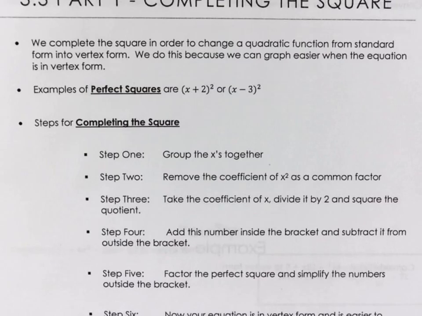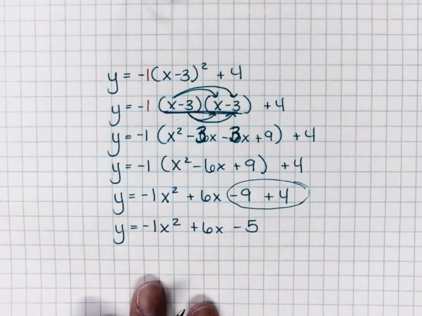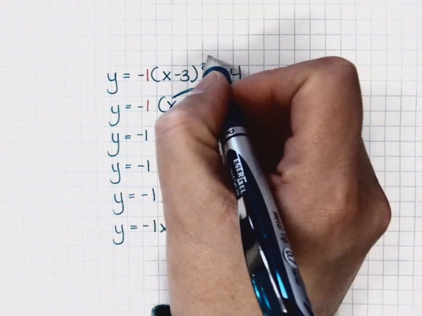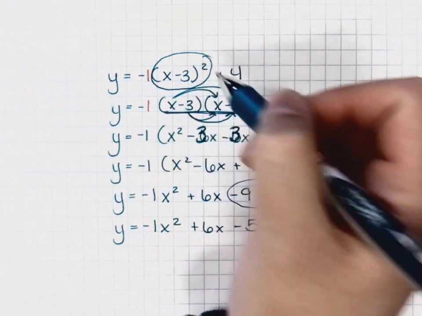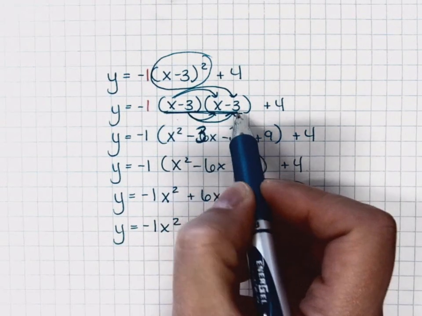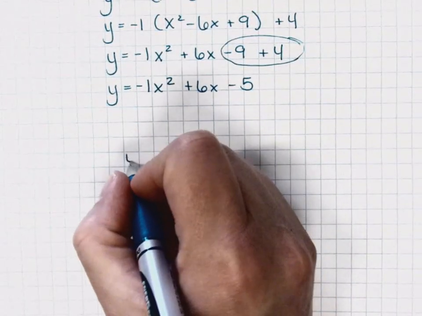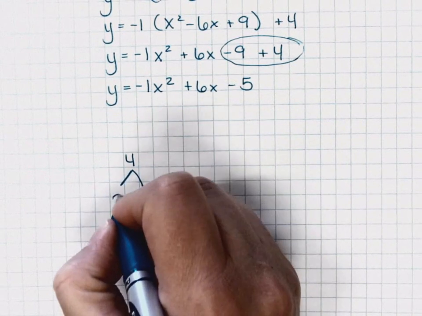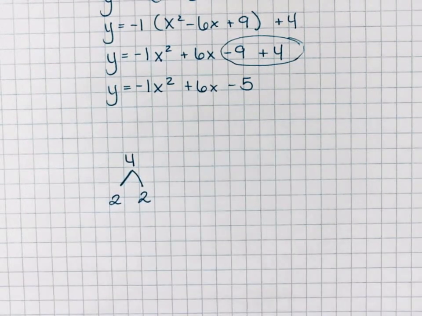When we talk about perfect squares in algebra, yes it is. This is a perfect square because the two factors are exactly the same: x minus 3 times x minus 3. We know that 4 is a perfect square because its factors are 2 and 2. They're exactly the same.